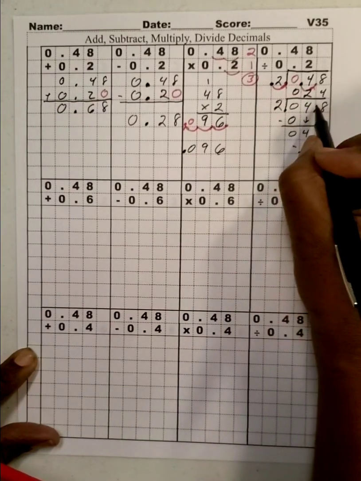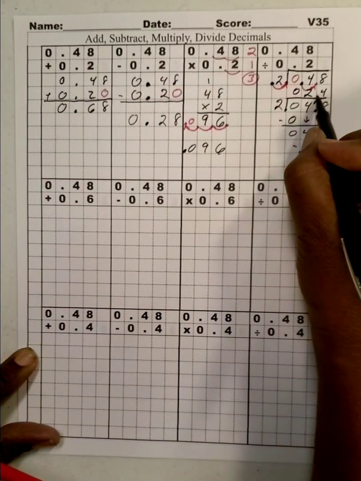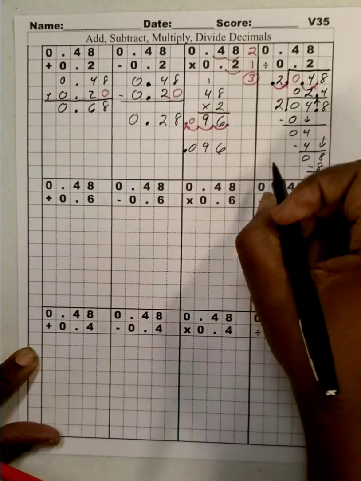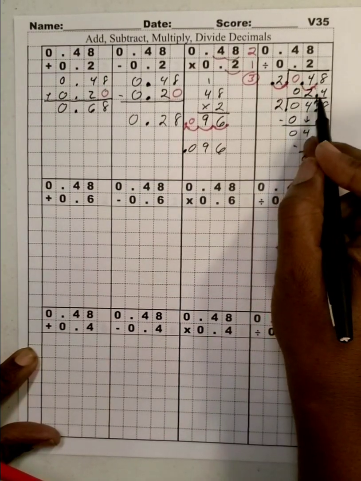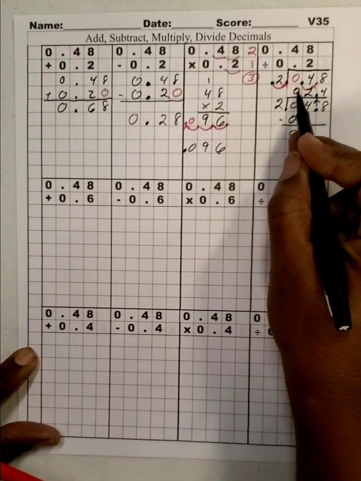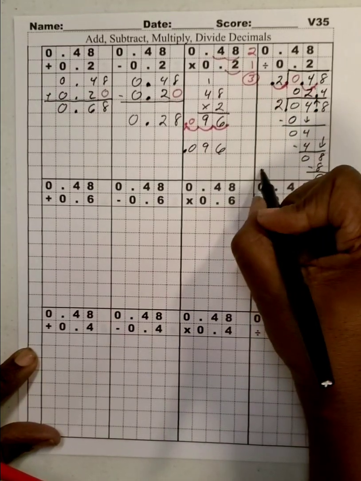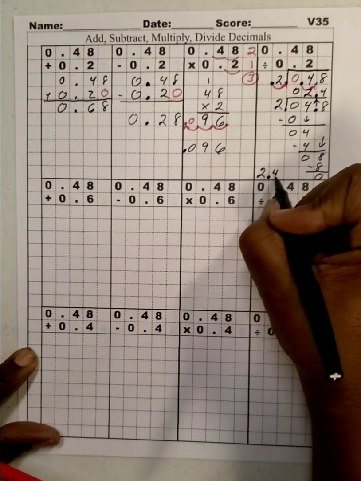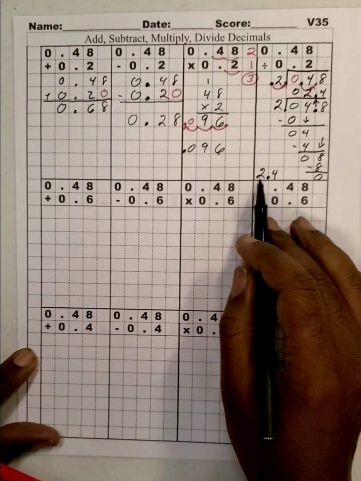So the decimal here goes up, it goes between there. So this will be 0.24. The first 0 we don't need. We'll just use the 2 here, the decimal, and the 4 for the final answer. So your final answer is 2.4.